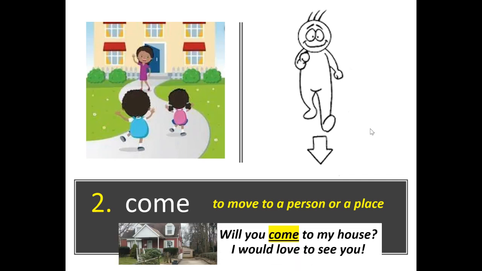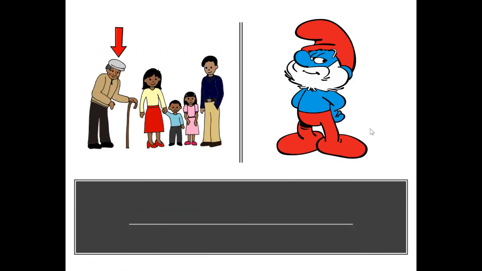Come. Will you come to my house? I would love to see you. Come, C-O-M-E. Next pair of pictures, and remember, if I'm going too fast, you can push pause and write the word. What do you notice or see in these two pictures? I notice or I see.